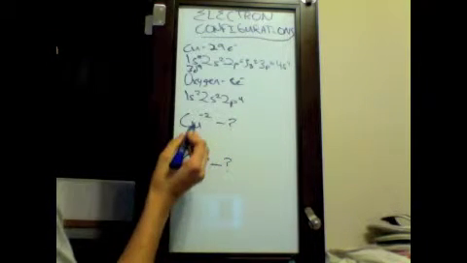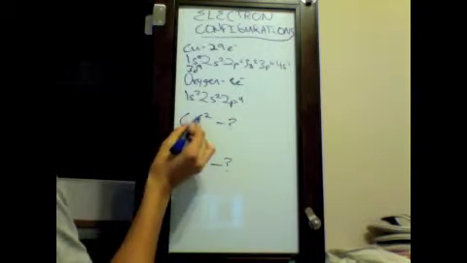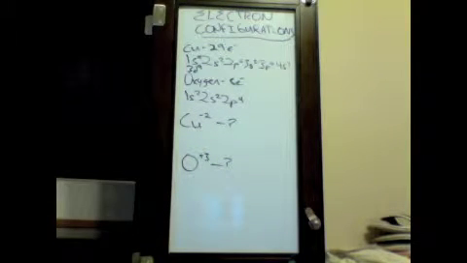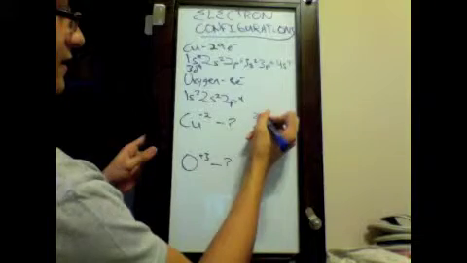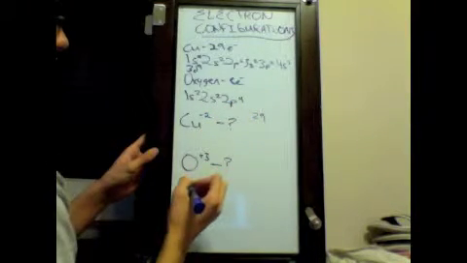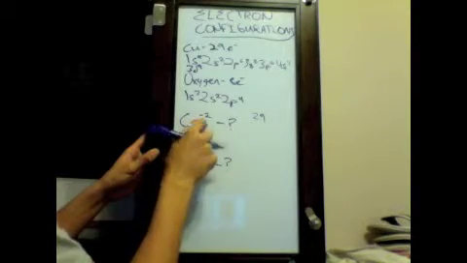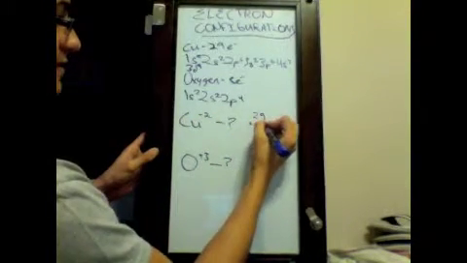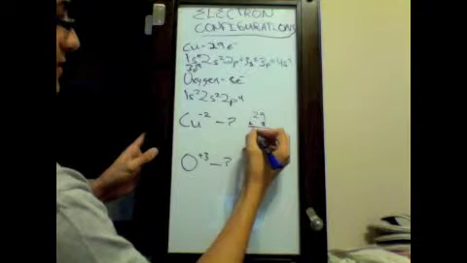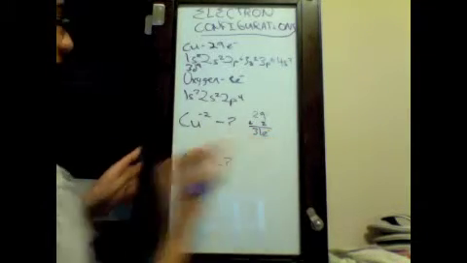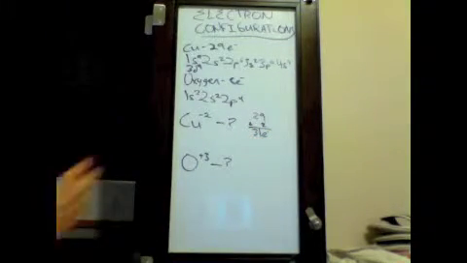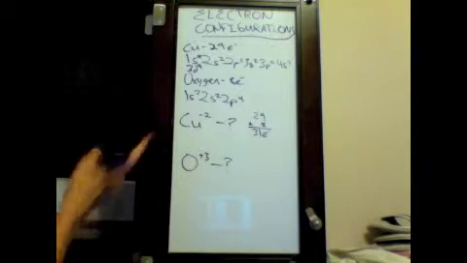Next we'll be doing copper again, but now it has a -2 charge. Since it has a -2 charge, we'll be taking 29 and adding 2 electrons to it because it's a negative, which means it has more electrons. So 29 plus 2, that means there are 31 electrons. So that means we have to write an electron configuration with 31 electrons.